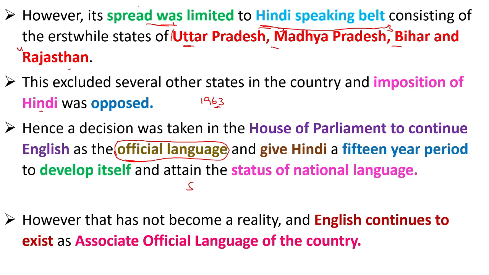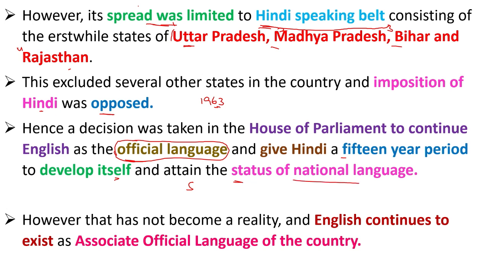So they thought they were forcefully imposing it on the southern states. So that is the reason this Hindi language was opposed. And then what they decided, they gave Hindi a specific period, a 15-year period, to develop itself and attain the status of national language.